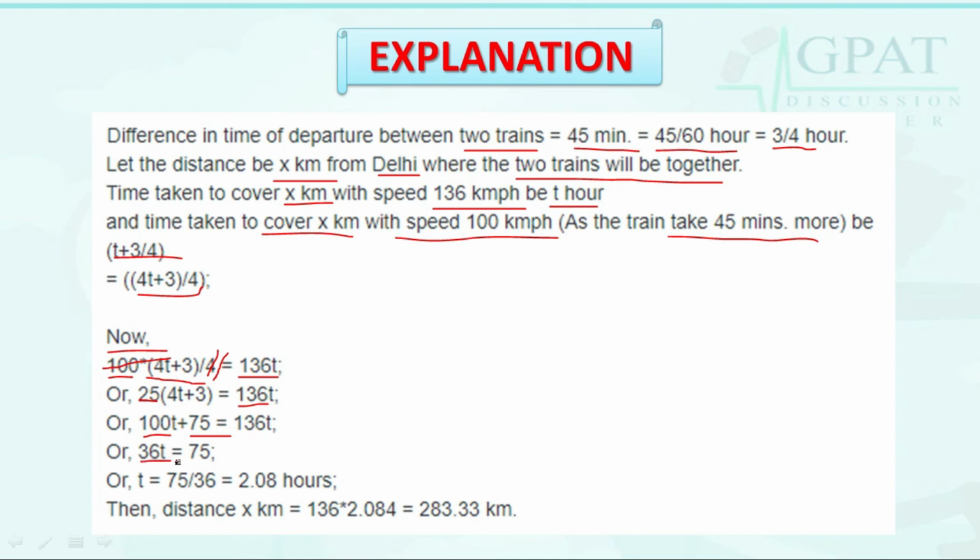So 36t is equal to 75, and t is equal to 75 by 36, that is 2.08 hours is the time. The distance to cover x kilometers is 136 into 2.084, and it comes to 283.33 kilometers, which is the correct answer. So this is all about this video. Thank you.